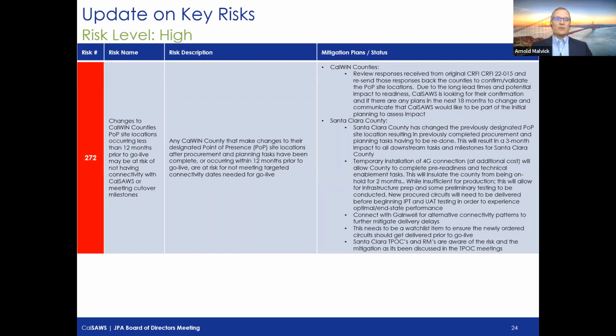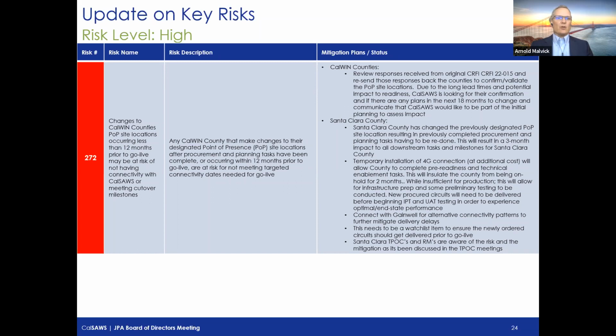In some cases, it takes 3 to 4 months for those providers to establish those network connections. So this is more of a monitoring risk, to make sure that if the counties are planning any of these types of changes, we are notified as early as possible, because we are able to do some mitigation through establishment of some 4G wireless connections so that we can at least start doing some of those basic connectivity testing items. So we look to mitigate this as much as possible so that we can still keep the projects on schedule.